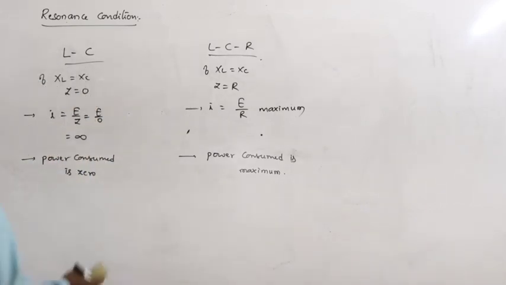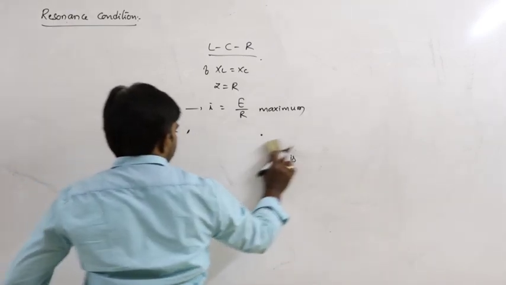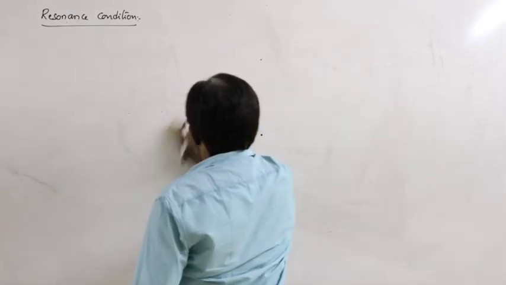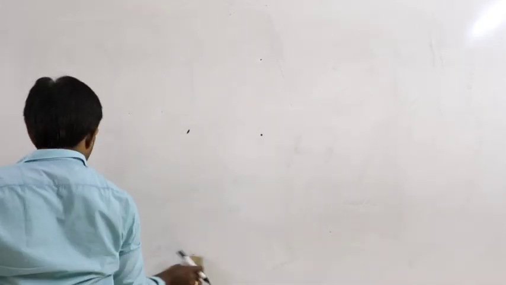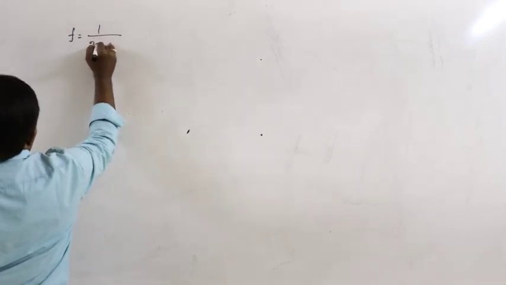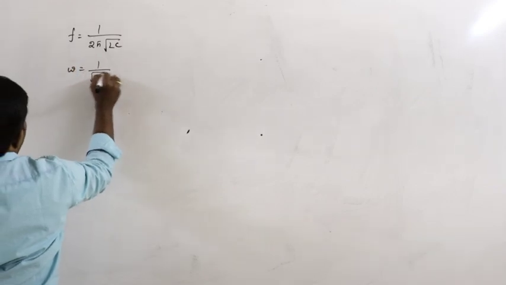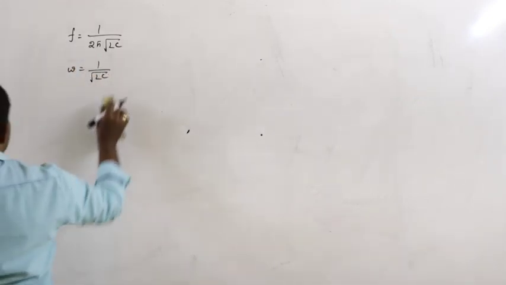So this is the resonance condition in this resonance frequency. What is the resonance frequency? F is equal to resonance frequency. So remember that resonance frequency F is equal to 1 by 2 pi root LC, or omega equals 1 by root LC. That's very important, remember it.